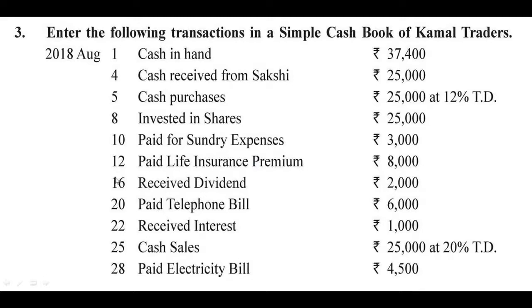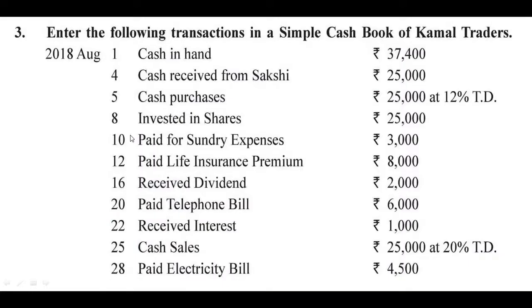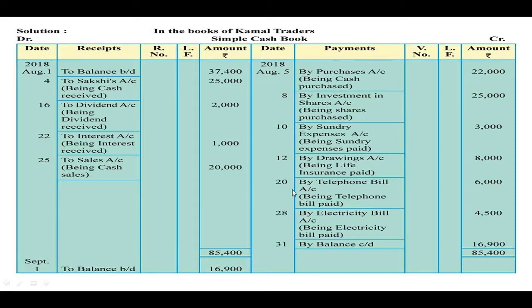Next, 16th August, received dividend rupees 2,000. So this is a transaction through which cash comes in the business. So it will be recorded on the debit side. 16th August, to dividend account, being dividend received 2,000 in the amount column. Then 20th August, paid telephone bill. Telephone bill is an expenditure. Cash goes out of the business, so it will be recorded on the payment side, by telephone bill account 6,000.